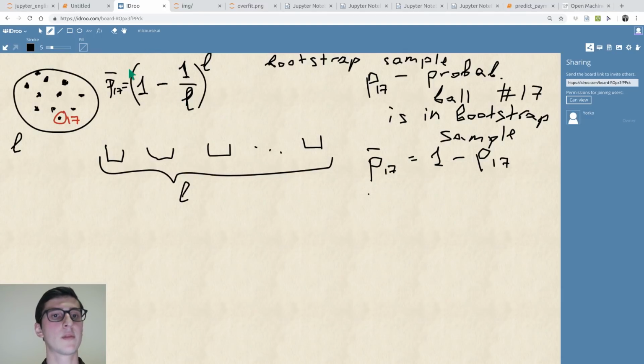Okay, so we've figured out this expression. And now if we've got a really large dataset and L tends to infinity, then we'll get something interesting. It's actually one of the particular limits in calculus. So this limit is going to be 1 over E.